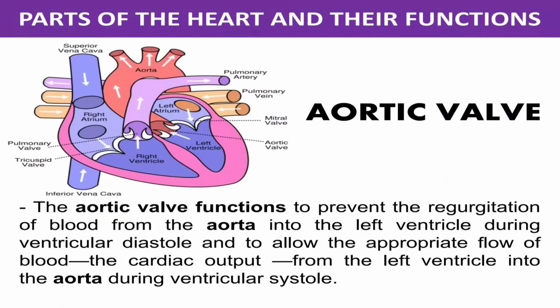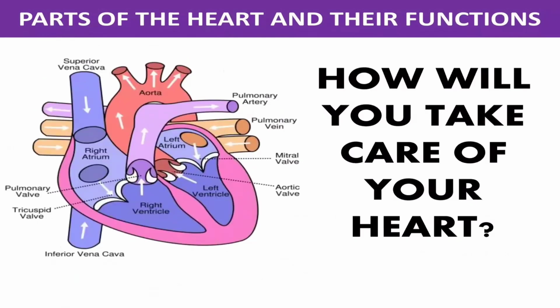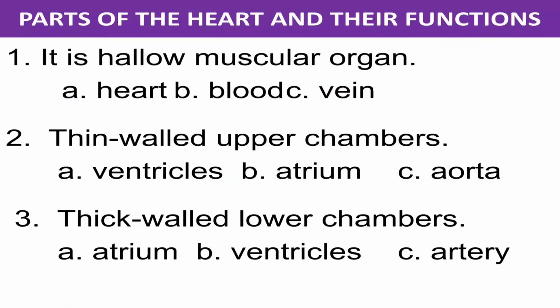Now next is the aortic valve. The aortic valve functions to prevent the regurgitation of blood from the aorta into the left ventricle during ventricular diastole, and to allow the appropriate flow of blood, the cardiac output, from the left ventricle into the aorta during ventricular systole.